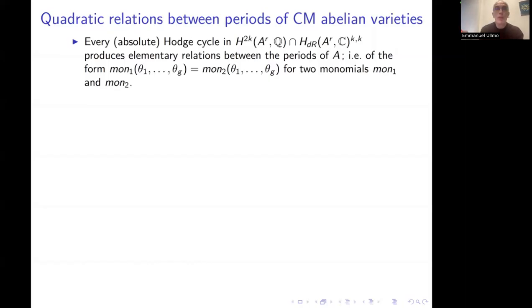Okay, so now the way you usually produce relations between periods, or say holomorphic periods, is to construct algebraic cycles.